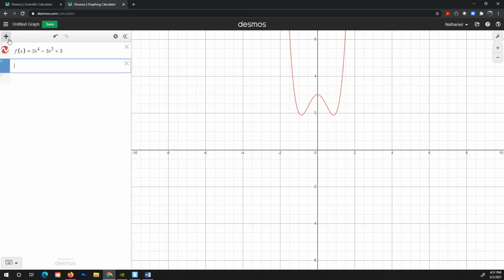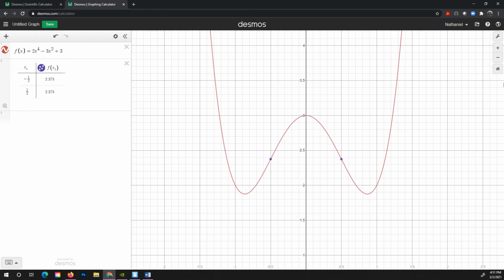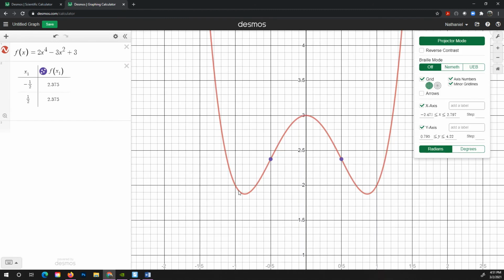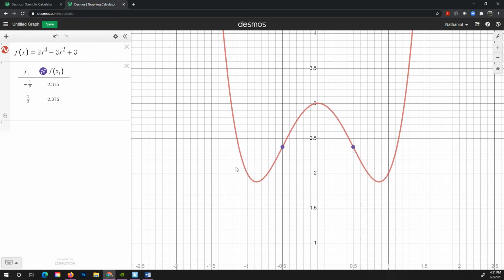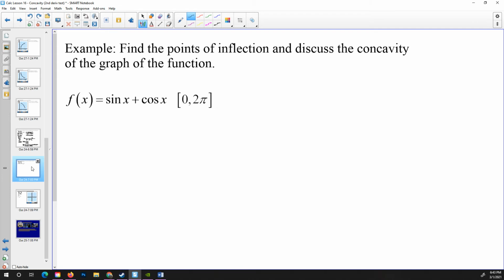Now, what we can do is make a table, and we'll zoom in. If I make this f of x1, make a table here. If I go negative 1 divided by 2, and I go positive 1 divided by 2, and we zoom in, you can see that it's definitely changing from concave up to concave down at our 2 points at a half and at negative half.